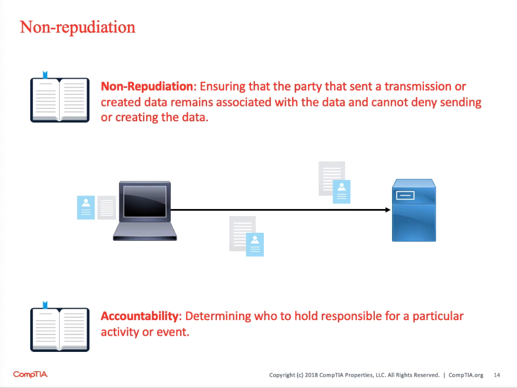So we should be able to independently identify the identity of the message sender, and that sender should be held accountable for that message and its data, right? It is a way to determine accountability. And accountability is going to be the process of determining who to hold responsible for any particular event or activity, such as a log on or sending of an email, etc.